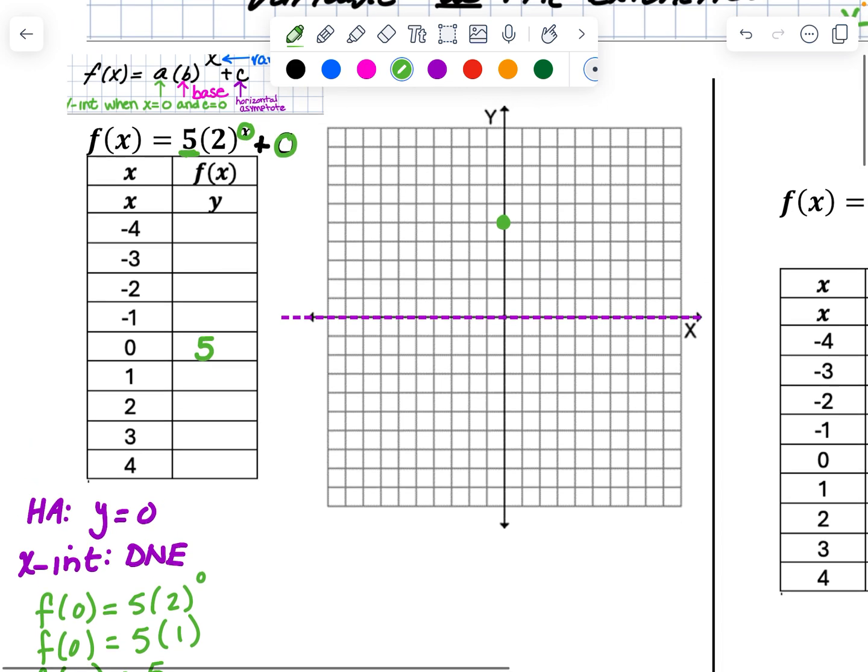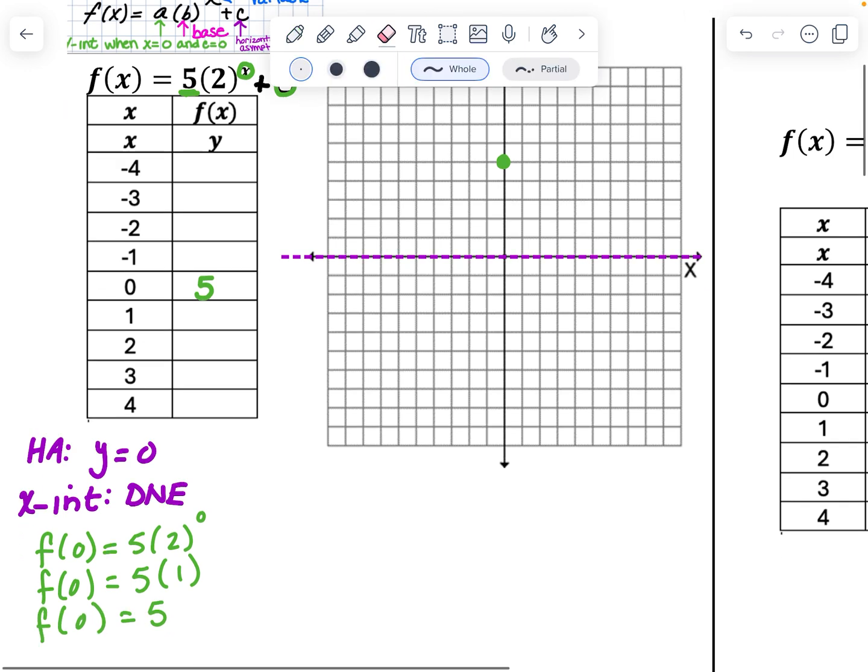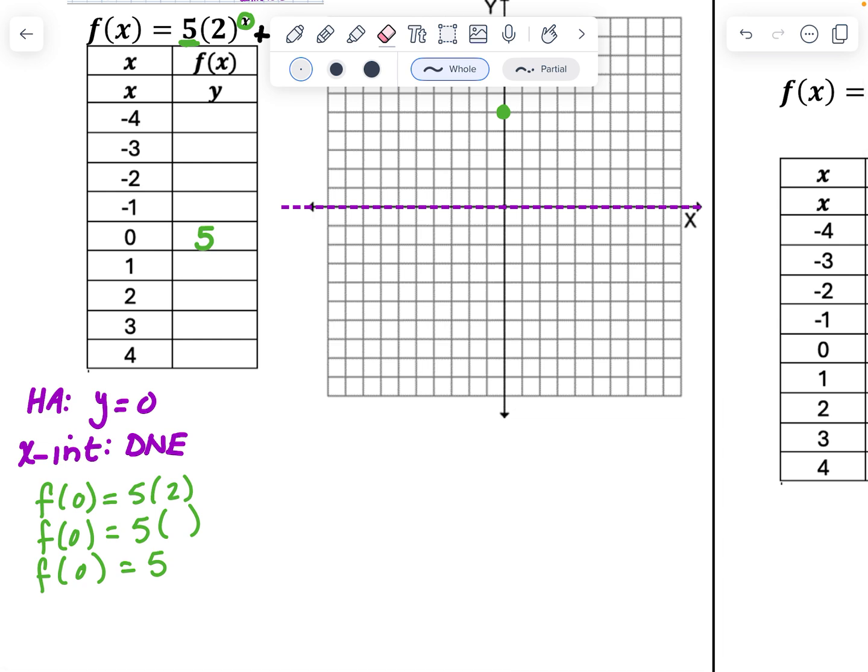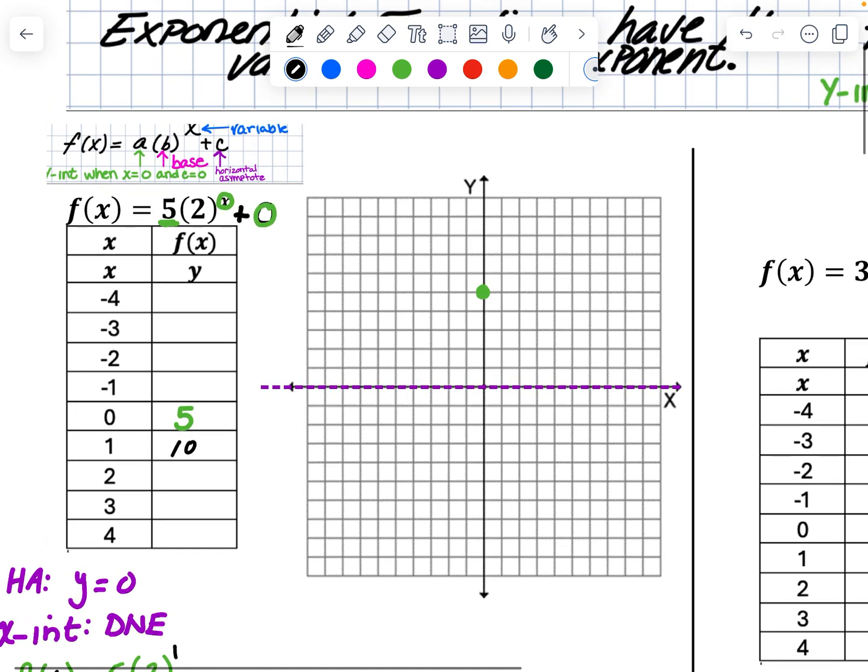All right? If we wanted to do the same thing, this time using the number 1 instead of 0, we can. If we let the exponent be 1, then 2 to the first power is 2, and 5 times 2 is 10. So this would be the number 10. So we would have the ordered pair (1, 10). 1, 2, 3, 4, 5, 6, 7, 8, 9, 10. That would be right here.